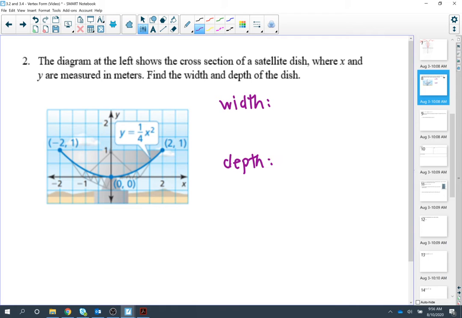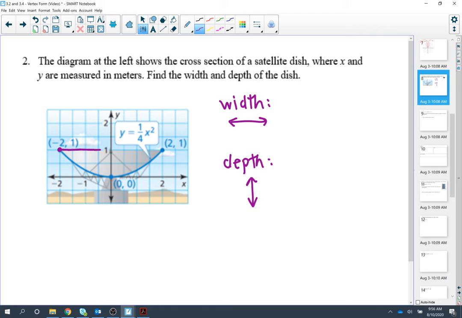Width means kind of like this way, how far across. Depth means kind of like this way, how far deep. Take a look, what do you think? And don't overthink it. They gave you the function y equals 1/4 x squared. They graphed it. And they want to know, first of all, how wide is this thing?